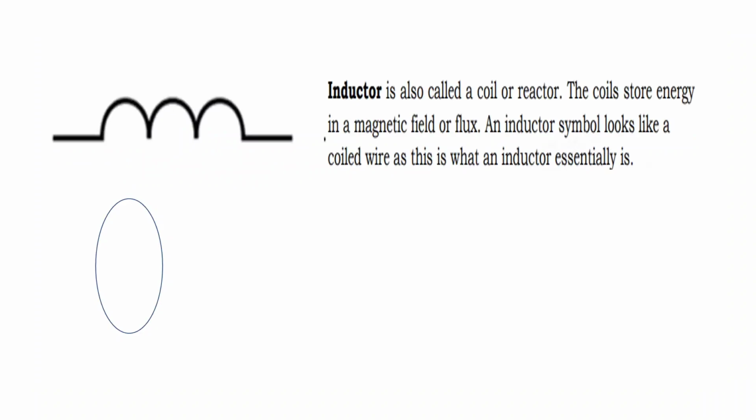The inductor is also called a coil or reactor. The coil stores energy in a magnetic field or flux. An inductor symbol looks like a coiled wire, as that is what an inductor essentially is.